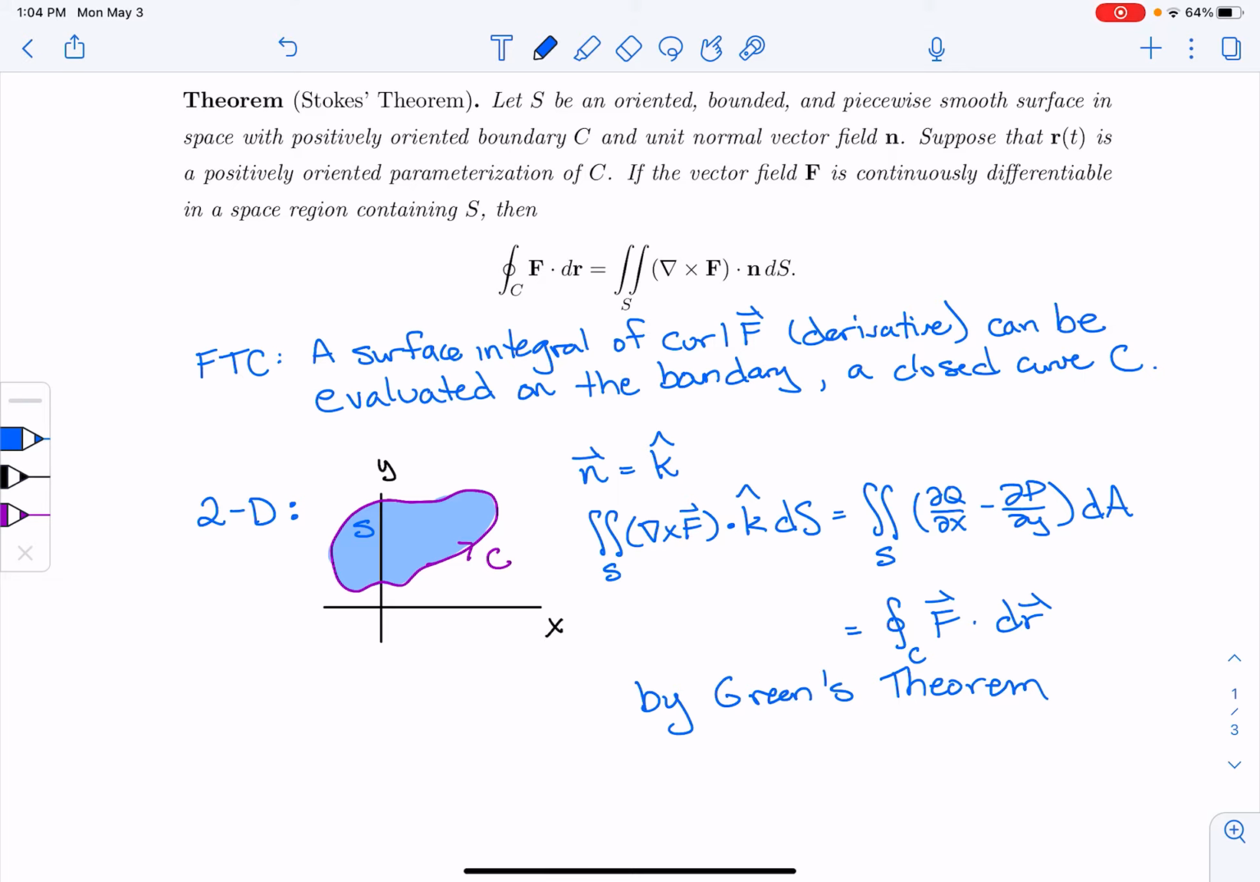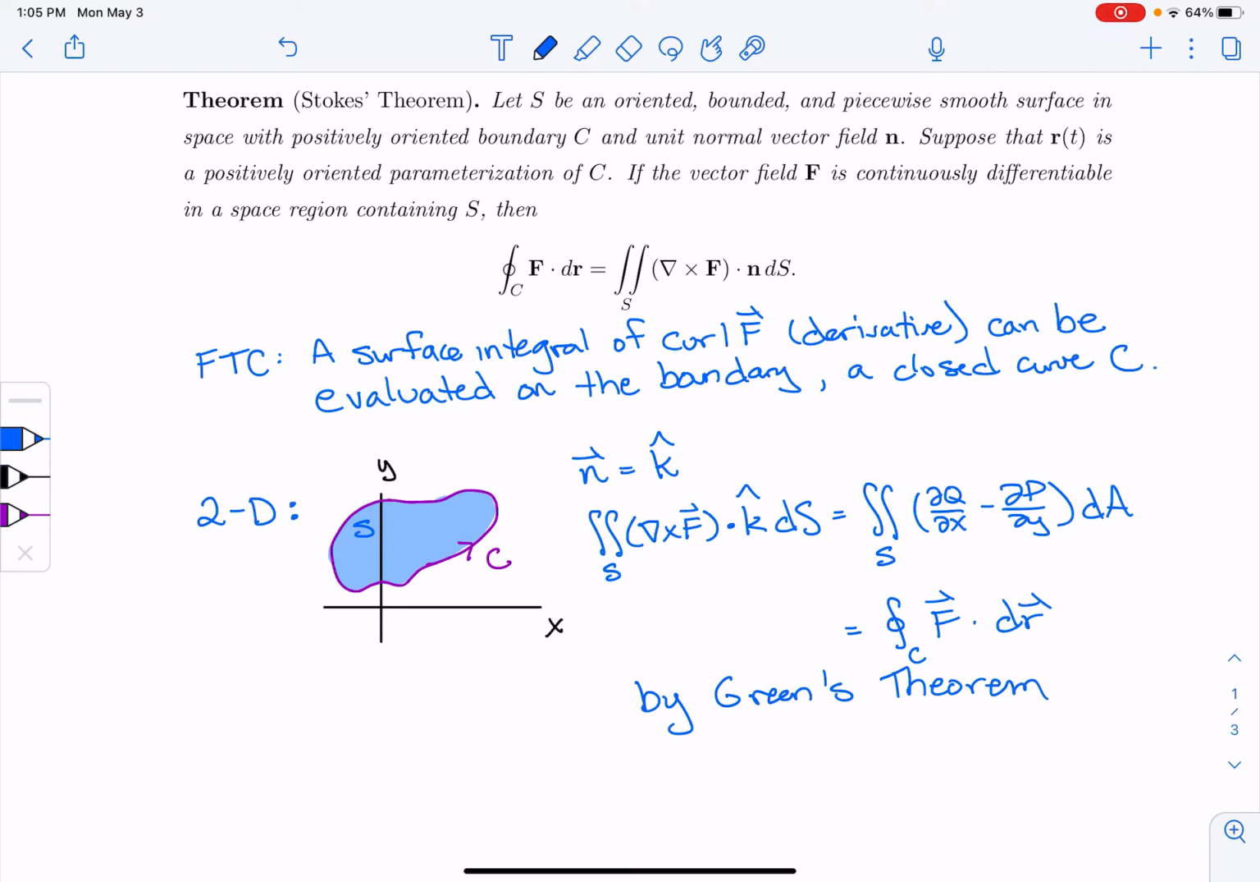And so I won't prove Stokes' theorem for you in this video, but the ideas are going to be similar to how we proved Green's theorem. Both Stokes' and Green's theorems are special cases of the fundamental theorem of calculus. Here we're going to evaluate this integral of a derivative by looking at the boundary.